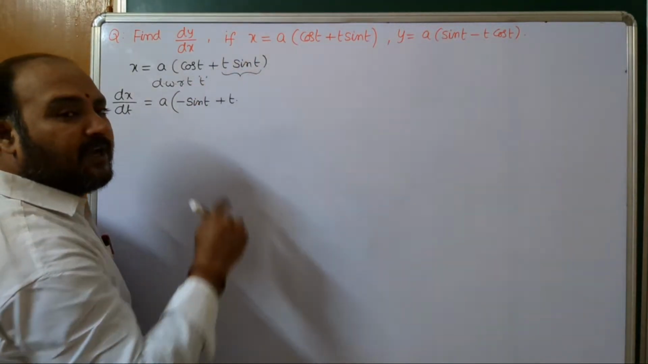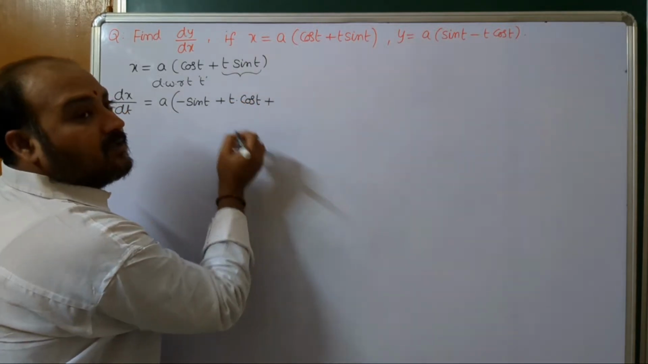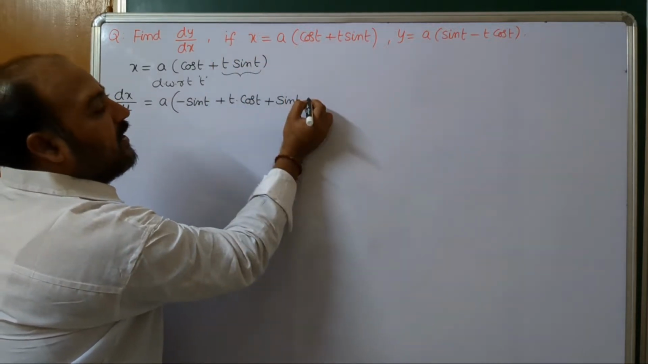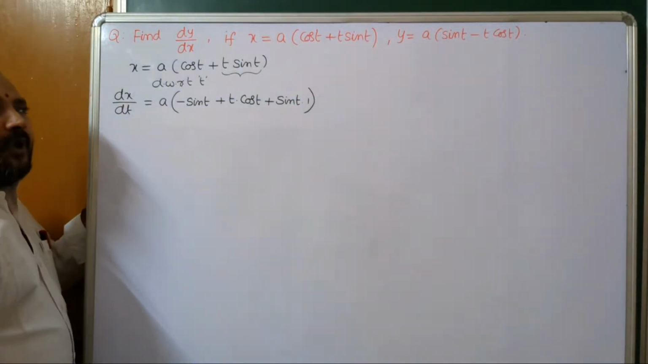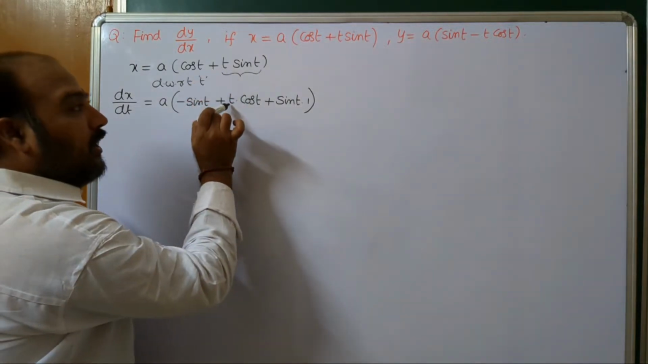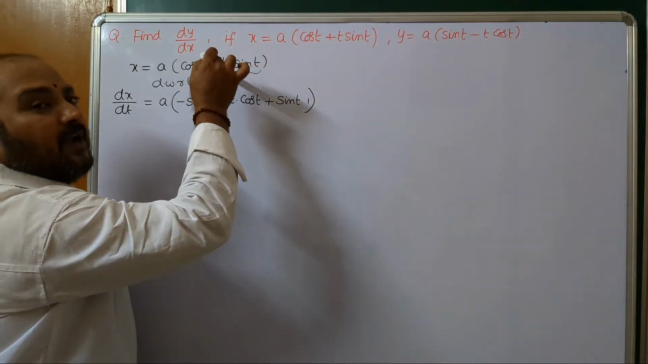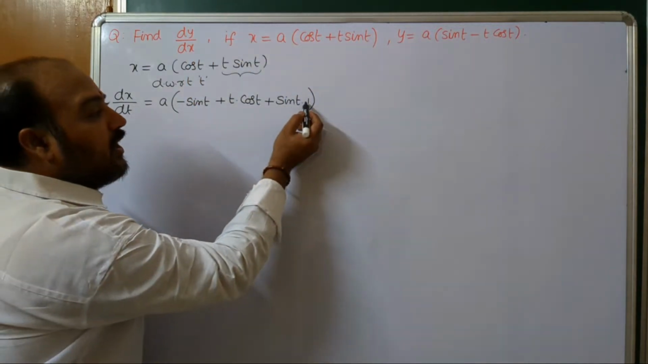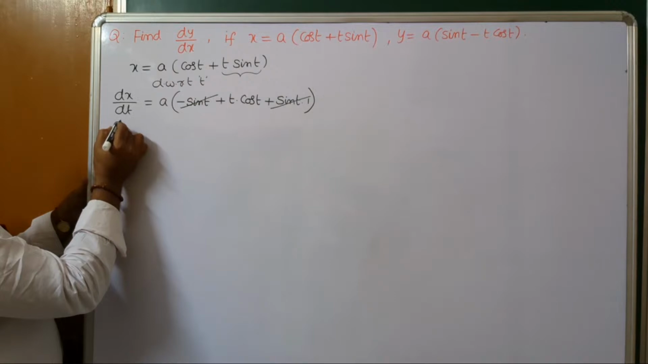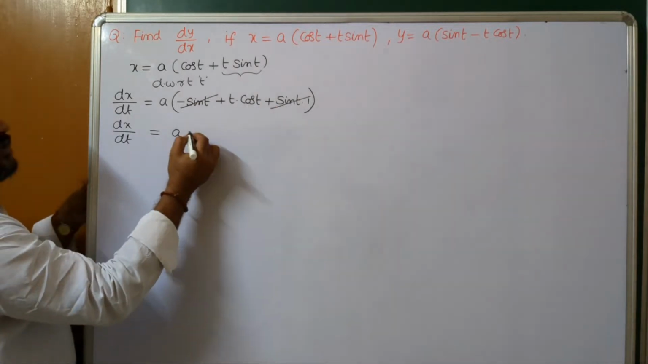So t into d by dt of sin t, d by dt of sin t is cos t, plus v into, v means sin t, d by dt of t is 1. Once again I will repeat. This is u, this is v. u into t into d by dt of sin t is cos t plus sin t into d by dt of t is 1. So 1 into sin t is sin t only, no. Minus sin t plus sin t get cancelled. dx by dt is equal to a into t cos t.